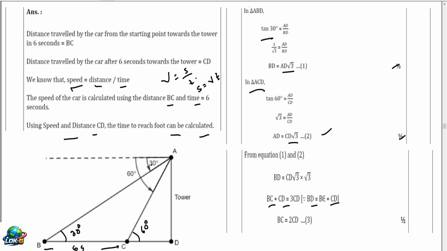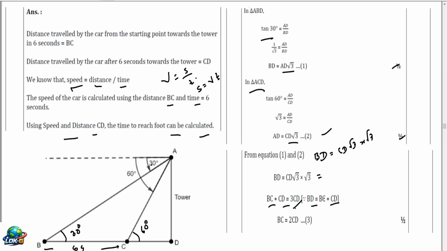From 1 and 2, what you can write? AD is CD root 3. I will write carefully. This is equation 2. This is equation 1. You can put the AD value, CD root 3, here to get BD. CD root 3 into root 3. What is root 3 into root 3? You will get 3CD. Therefore, BC plus CD is equal to 3CD.